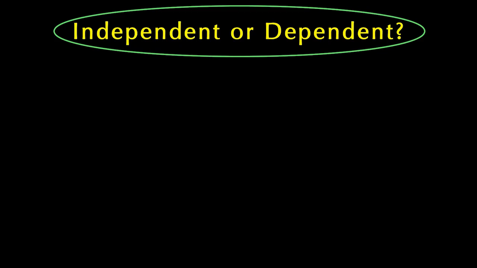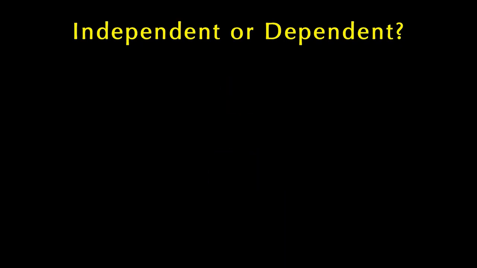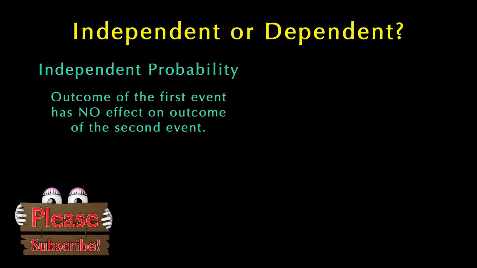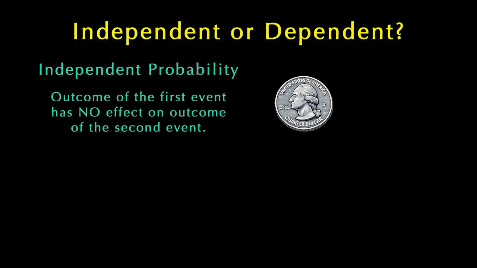You may be wondering, what do we mean when we're talking about independent or dependent probability? We've learned about single events and how to use the words or and. But what about two separate actions? Here we're going to talk about independent, which means the outcome of the first event has no effect on the outcome of the second event. This would be like flipping a coin or rolling a die. Every time I roll a die, there's going to be 6 numbers on the die. Every time I flip a coin, there's going to be a heads or a tails.